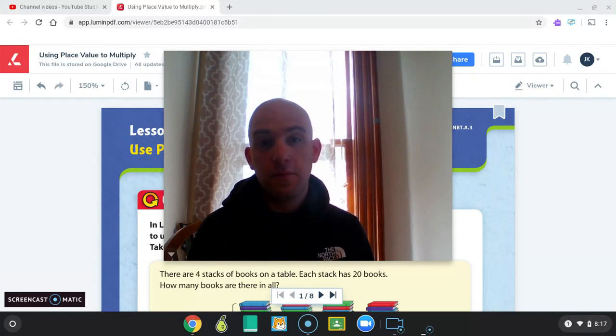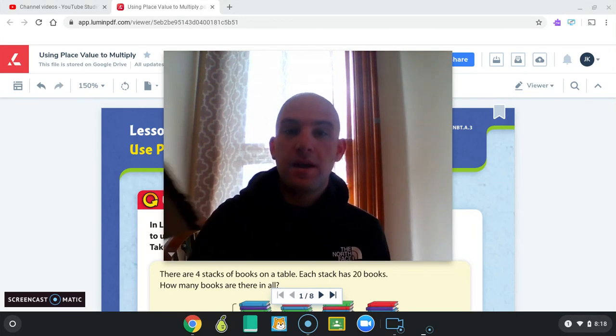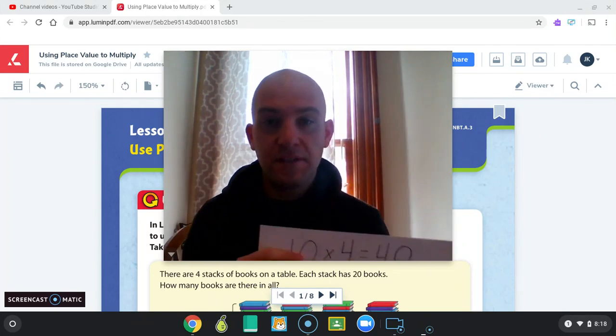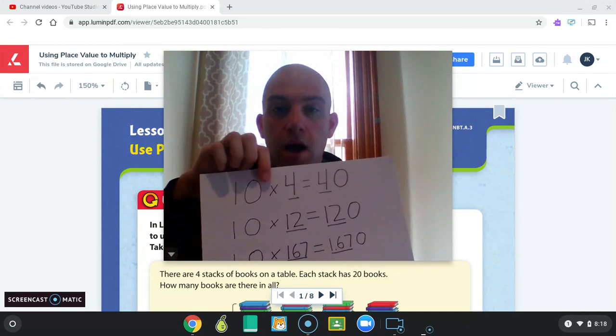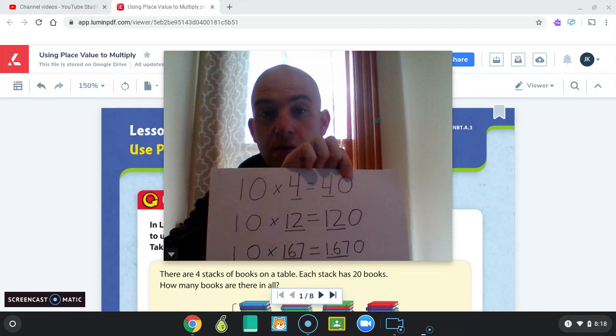And today we're going to move on from using place value to add and subtract onto using place value to multiply. There's a little trick I wanted to show everybody before we get started because we're going to be using this skill throughout the lesson. And it's a trick for multiplying by 10. When we multiply by 10, any number times 10 or 10 times any number, we just add a 0 onto the end of the number that we're multiplying by 10.